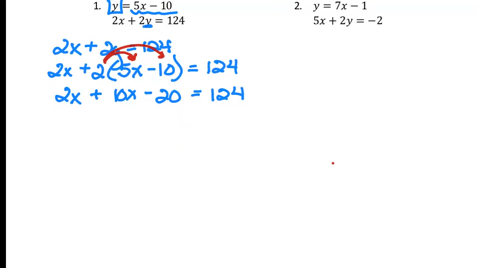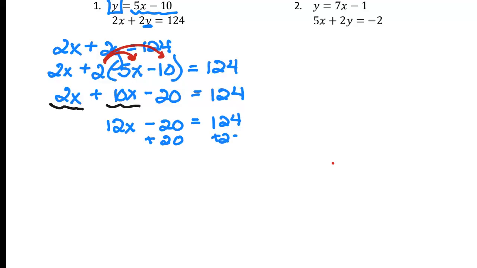And do I have any like terms? Yes. 2x plus 10x. Sherlyn, what does that give me? 2x plus 10x. 12x. Very good. 12x minus 20 equals 124. I need to add 20. We want to undo any addition or subtraction. Add 20. 20s cancel out. So 12x is equal to 144.